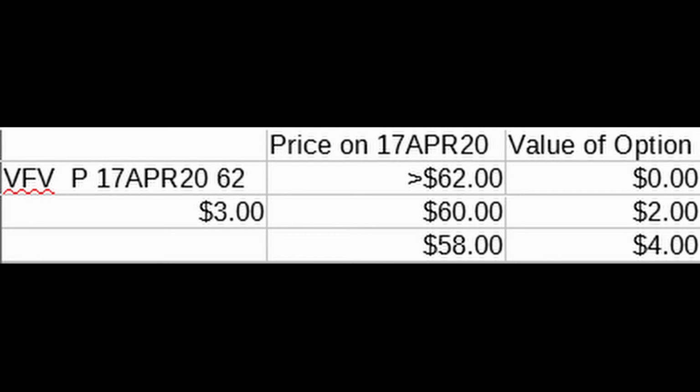Now let's say the stock went down to $60. So it went down, but not down that much. The value of your options contract would be $2. Since you bought it for $3, you're still taking a $1 loss, but at least it's not worth nothing. And now let's look at the best case scenario. The stock dropped to $58, the value of your options contract would be $4. Since you bought it for $3, you're up $1 per share.